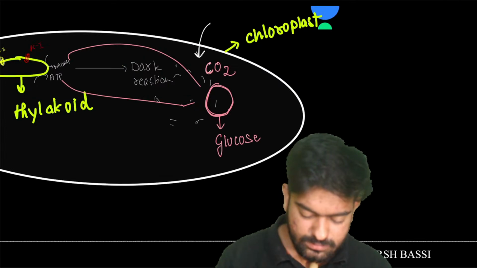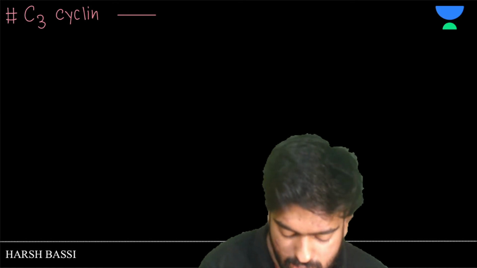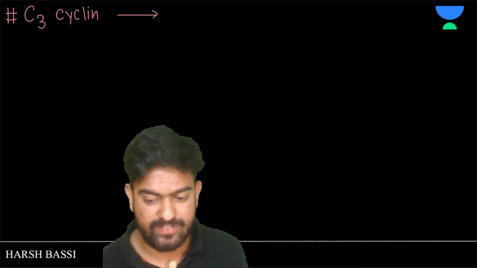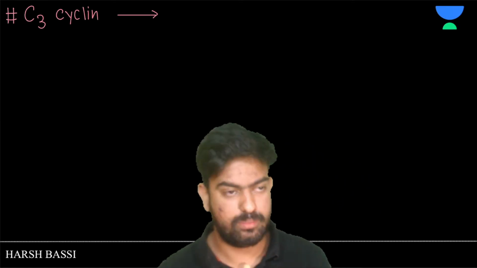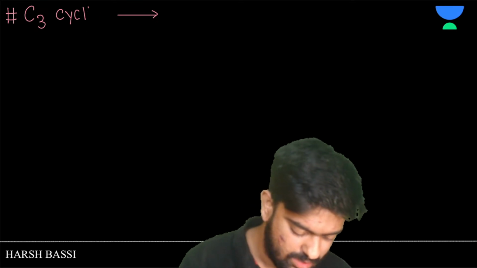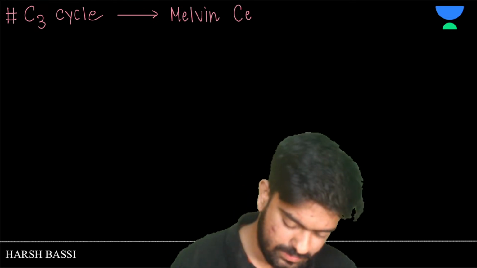Now let's come here to the Calvin cycle, which is also known as the C3 cycle. Yes or no? Now NCERT says that this C3 cycle was discovered by Melvin Calvin. What I have written, guys, C3 cyclin? Oh my god, I am a scientist, I am going to make some new names. C3 cycle. The C3 cycle was discovered by Melvin Calvin. The name is so good, Melvin Calvin.